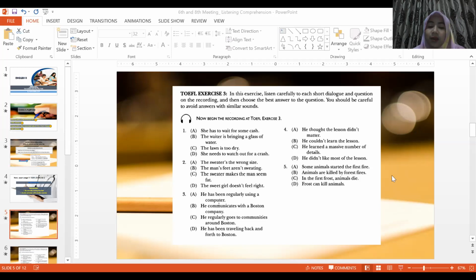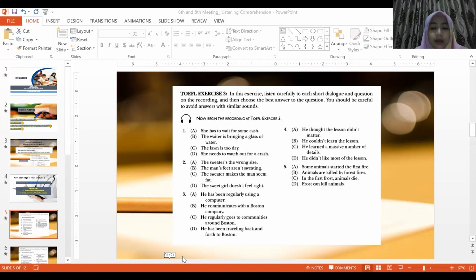Okay. Can you get what the second person says? Ya, tadi he couldn't memorize, he couldn't master the lesson gitu ya. Kita coba lagi. Kita coba dengarkan lagi lebih detail.